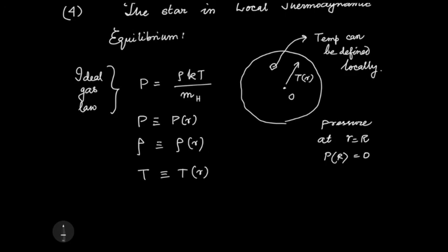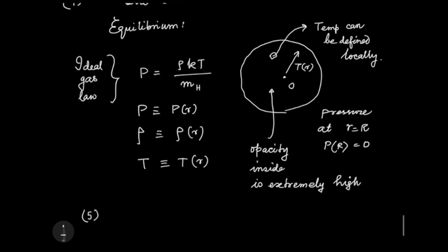Now you may ask the question, you should ask the question, how is it that locally a temperature is established? That is because the opacity inside is extremely high. And we know that if the opacity or the optical depth is very high, we can define a temperature.